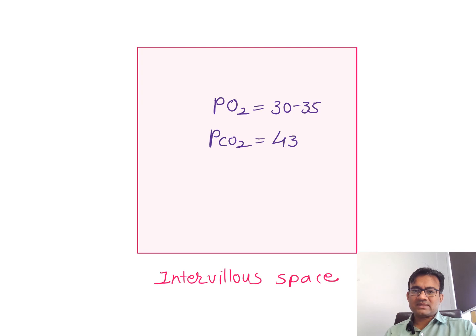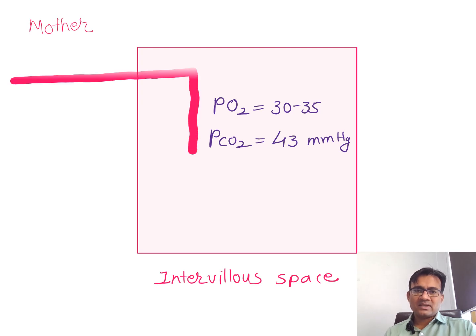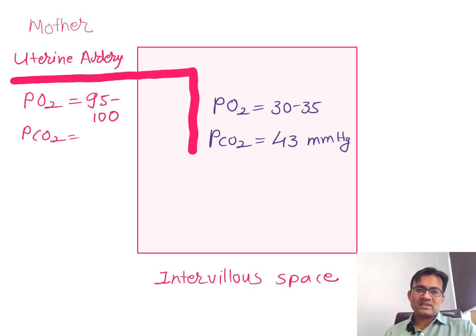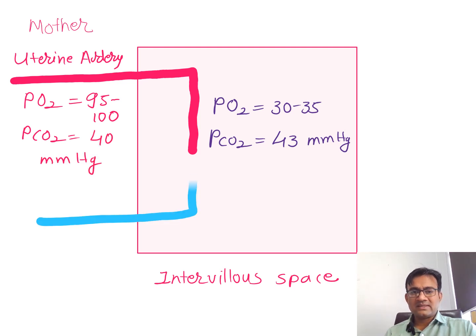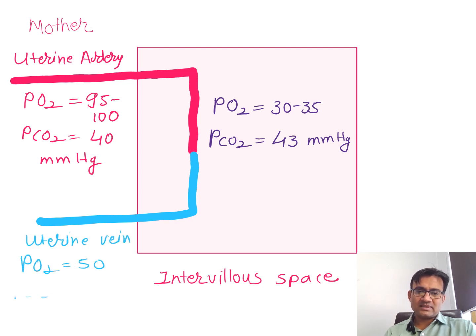Intervillous space PO2 is around 30 to 35 and PCO2 is around 43 mmHg. From the mother's side, what is coming? Uterine artery is coming. Uterine artery PO2 is around 95 to 100 and PCO2 is around 40, and this blood is carried away with the help of the uterine vein. So PO2 is around 50 and PCO2 is around 40 mmHg.